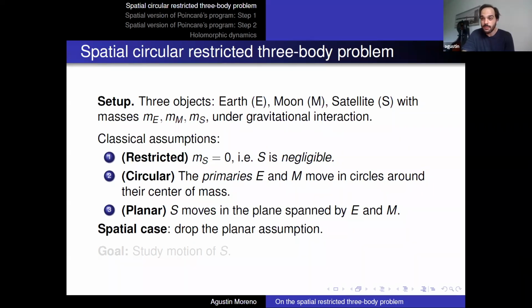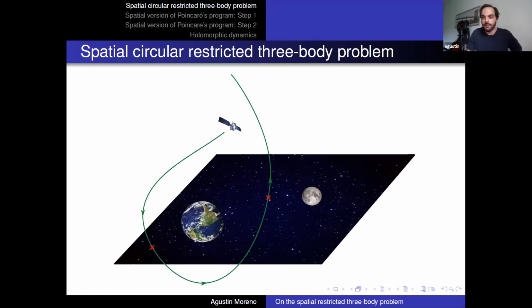And the spatial case is when we drop the planar assumption. So now the satellite is allowed to move wherever it wants to move. The goal for us is to study the motion of the satellite under the influence of the Earth and the Moon. Here's a picture for you to remember. We have the Earth, the Moon, and the satellite, which is doing whatever it's doing, and we want to predict some sort of behavior.